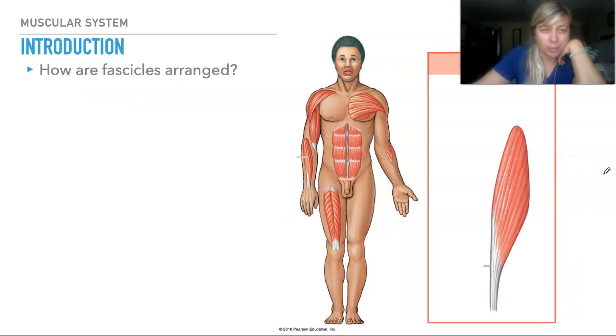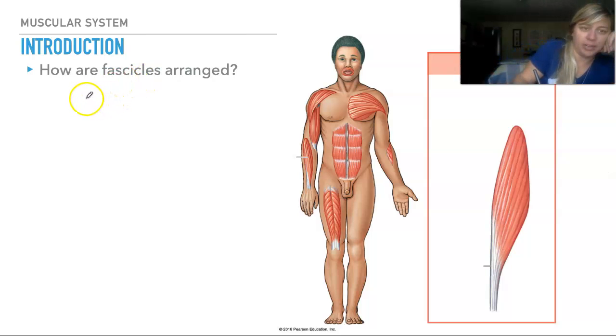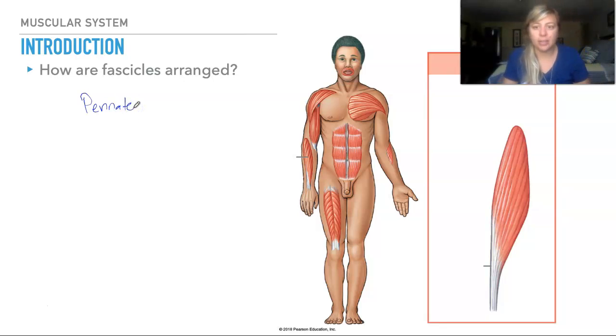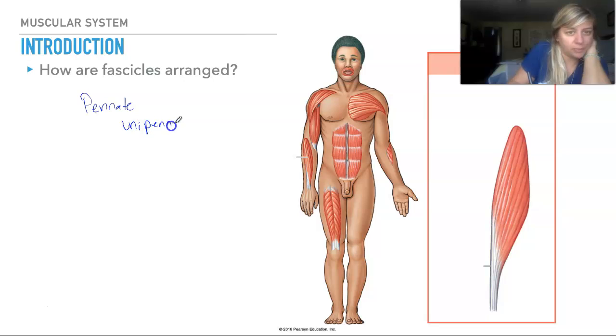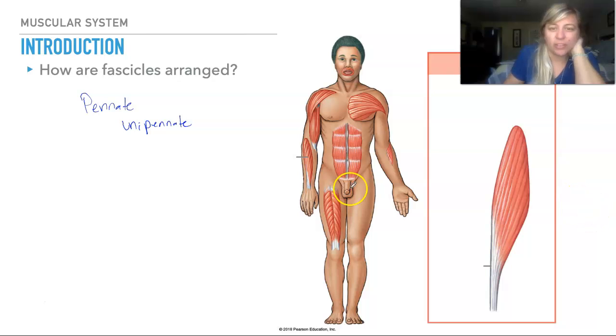Our next example of a fascicle arrangement is a type of arrangement called pennate. Pennate muscles, when they contract, pull at one angle. This specific example here is what's called a unipennate fascicle arrangement. Pennate muscles look feather-like, so you can see one here. This is the unipennate that we're looking at. This is actually a muscle called extensor digitorum.